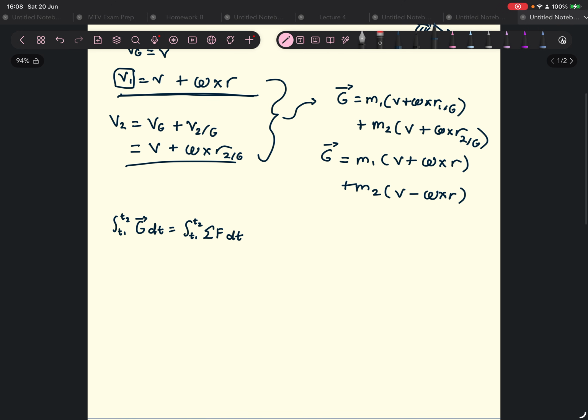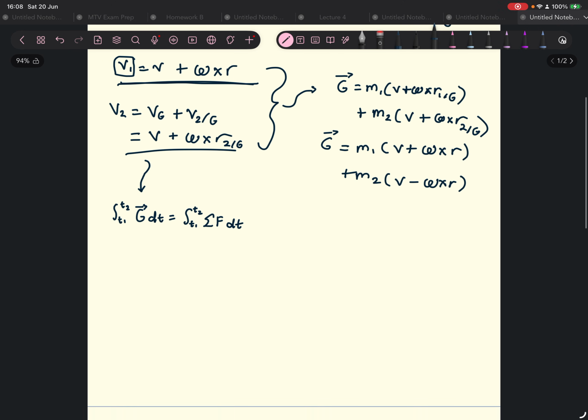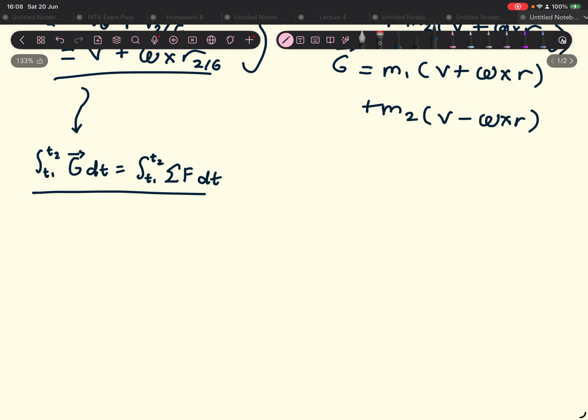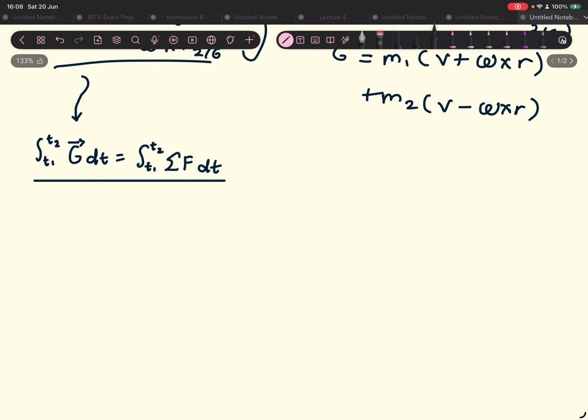And then when dealing with a change in linear momentum, we use this equation over here. Okay, so we have the integral from t1 to t2 of the sum of forces dt. So this represents the change in momentum over a given time, and that's going to be equal to the change in the sum of forces over a given time, right?